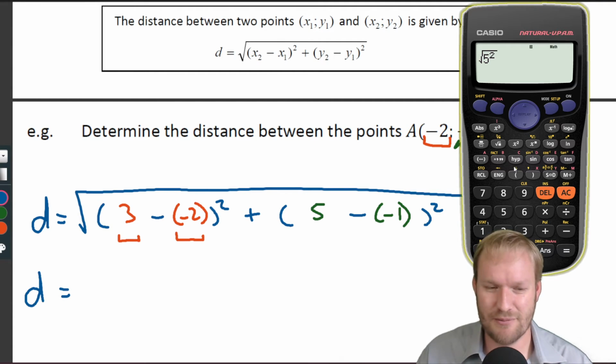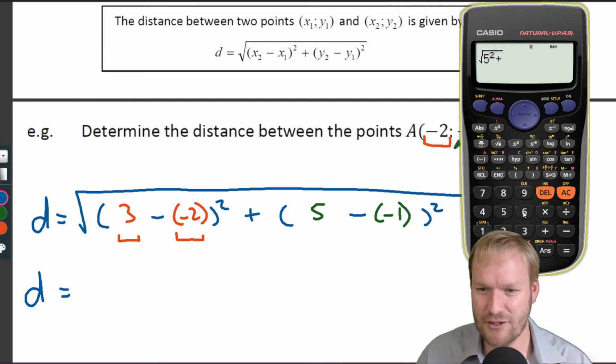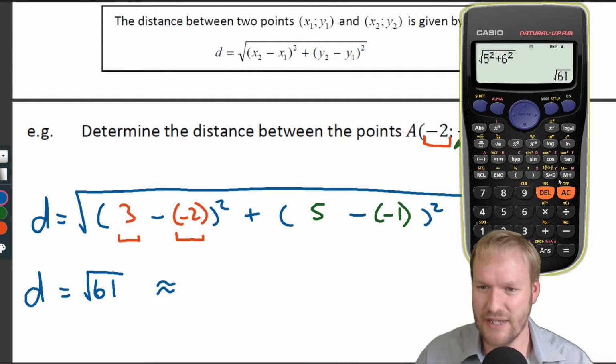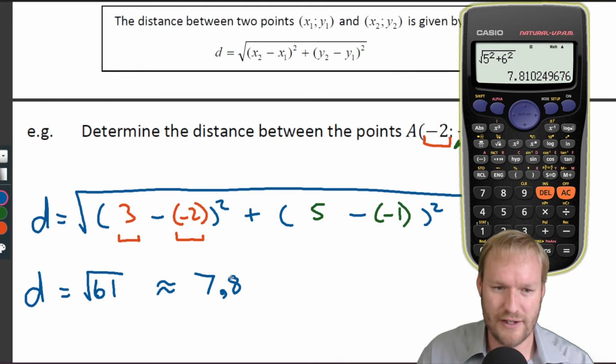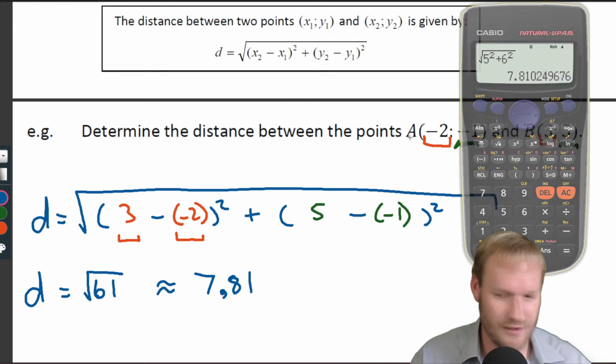So I might save myself some time and just write 5 squared or type that whole thing in. Depends on your level of comfort. 5 minus -1 is 6 squared, and we get the square root of 61, and I might say that's approximately equal to, press the S to D button, 7.81. Didn't say if we wanted it in simplest surd form or in decimal, so I'm just going to put both to be safe. Okay, so that's our first example.